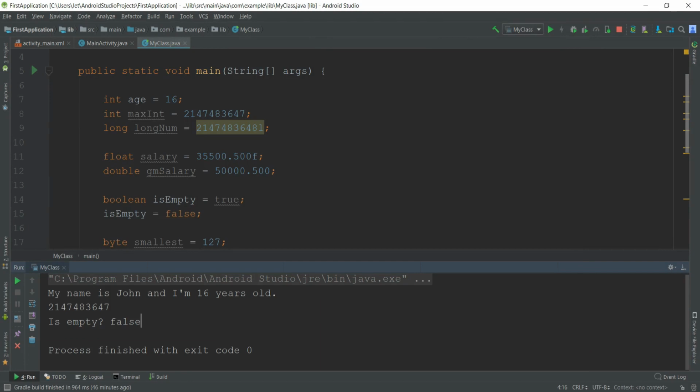So ngayon, ang pag-uusapan natin is all about math operators. So ano nga ba itong mga math operators na to? Simple lang. Addition, subtraction, multiplication, division, at ang remainder. So, simulan na natin.